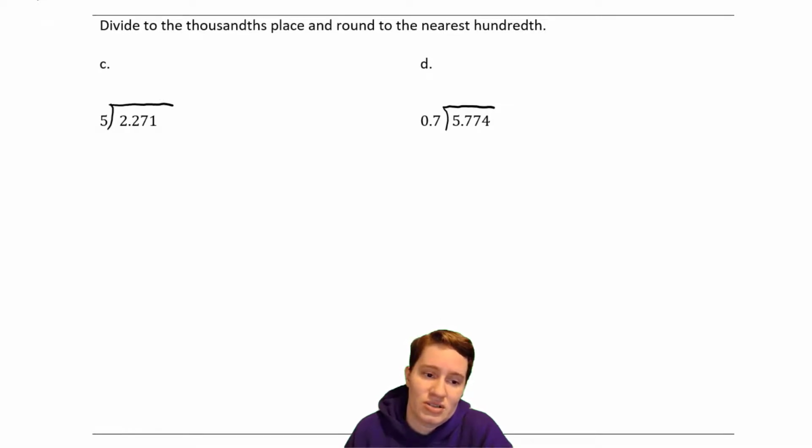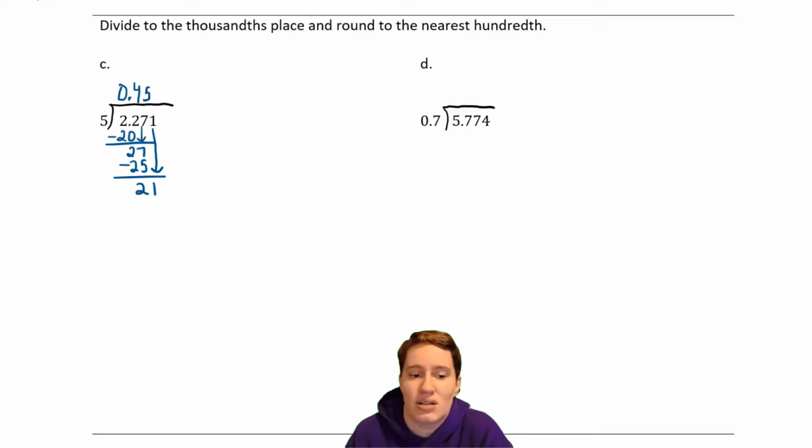So let's see, 5 goes into 2 no times. Put our decimal up here. And then 5 goes into 22 4 times. So I'm going to subtract 20. 22 minus 20 is 2, and then drop down your next number. 5 goes into 27 5 times. So I'm going to do minus 25. And then that gives me 2 again. So I'm going to bring down my 1. And 5 goes into 21 4 times. And we actually don't even need to subtract this or keep going, because all we needed was to know that this was a 4 at the end.